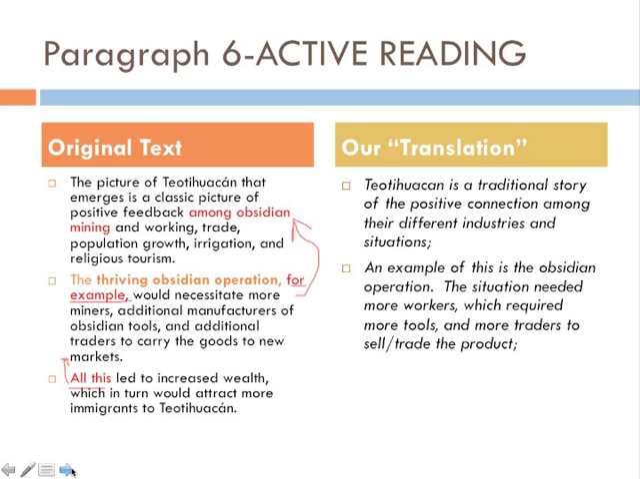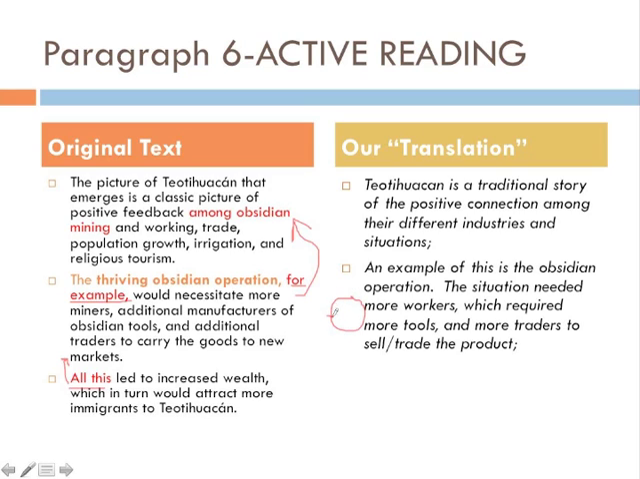Now, an example of this type of connection is what happens with the obsidian operation. As I keep reading, I see that it says it necessitates more miners. It also necessitates additional manufacturers of the tools and additional traders to carry these goods to new markets. If you think about it, it's describing kind of a process. The situation needed more workers, which required more tools. I mean, if you have more workers, you need more tools, right? And then, of course, as you produce more product, you need more traders to sell that product.